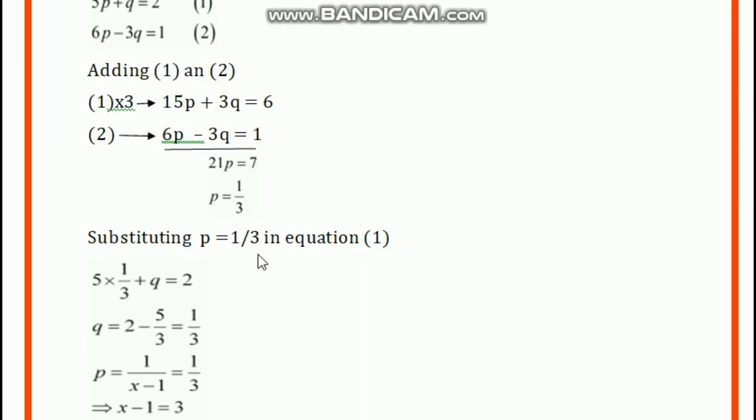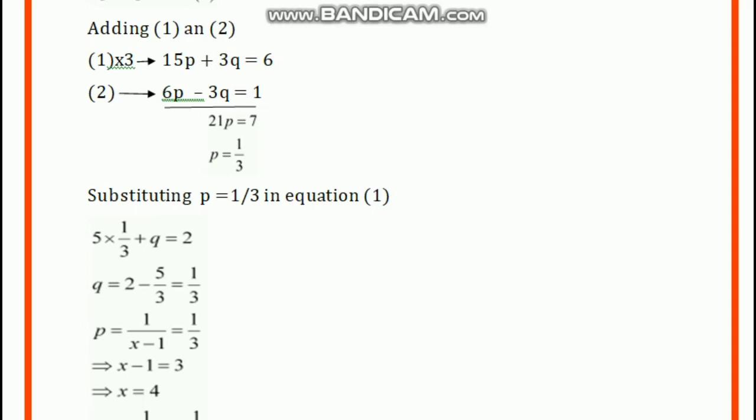Then substitute p equal to 1 by 3 in equation 1. So what is equation 1? Sorry, 5p plus q equal to 2. So 5 multiplied by 1 by 3 plus q equal to 2. So 5 into 1 divided by 3, 5 by 3. The 5 by 3, if you transpose to the right hand side, you will get q equal to 2 minus 5 by 3. Then simplify, 6 minus 5 divided by 3. If you subtract these two, we will get 1 divided by 3. So we found the q value and p value. Actually, we need to find out the value of x and y. How to find out the value of x and y?